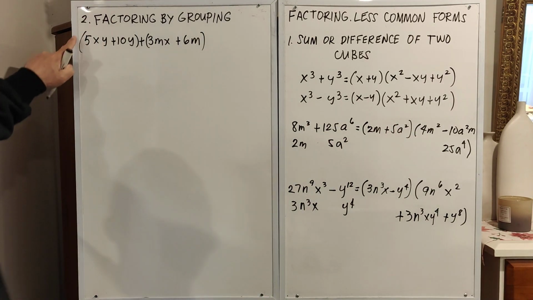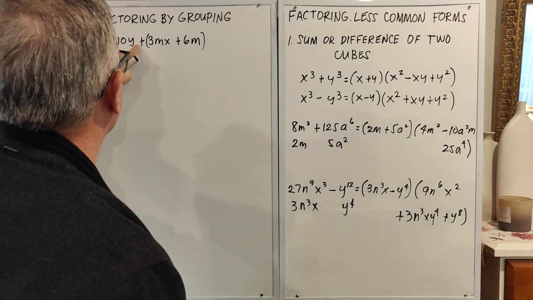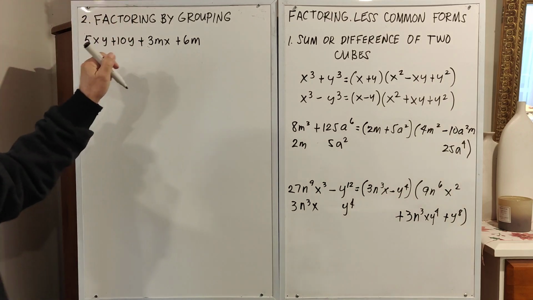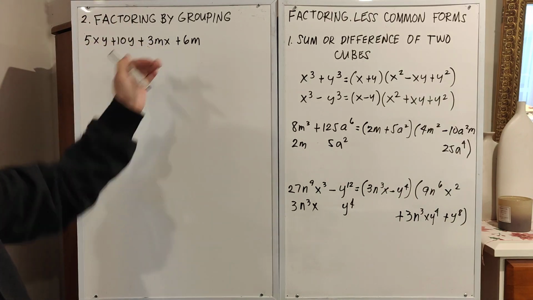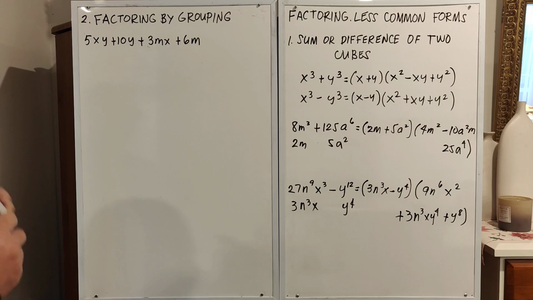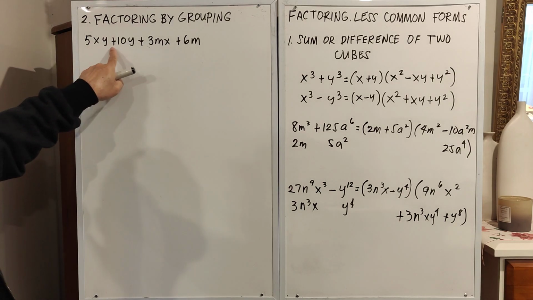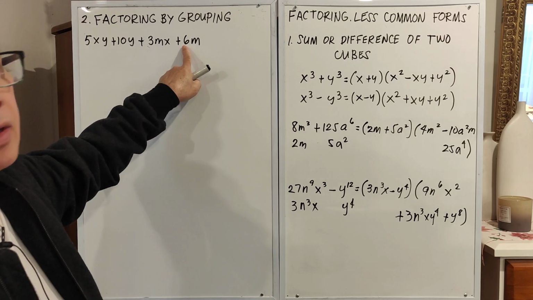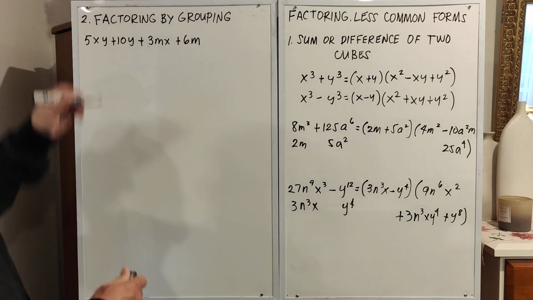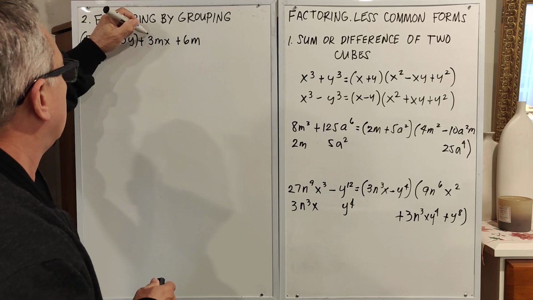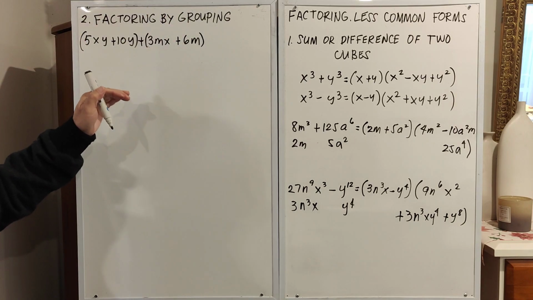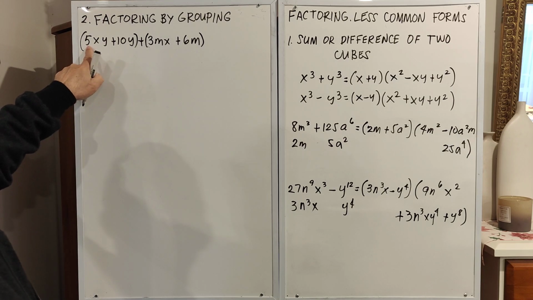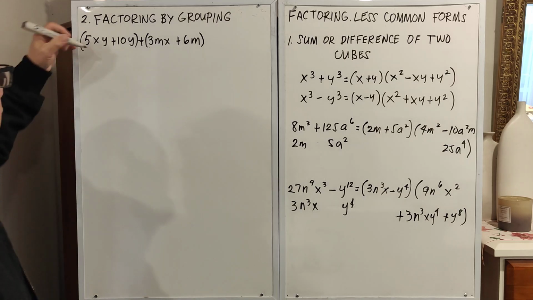Factoring by grouping. For example, you have an equation that has 4 terms, and you will notice that this one has a common factor. This one also has a common factor. We can group them, and then we take out the common factor. The common factor in this one is 5y, so we take out 5y.